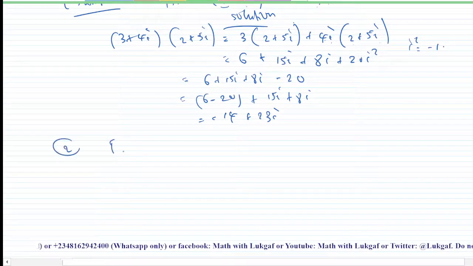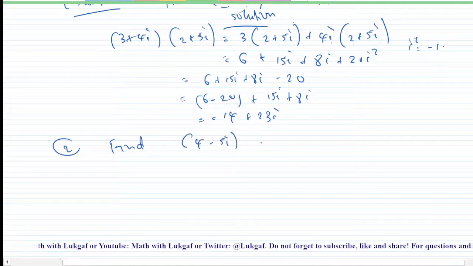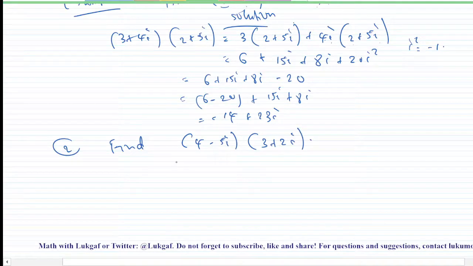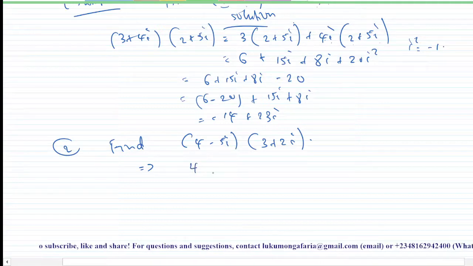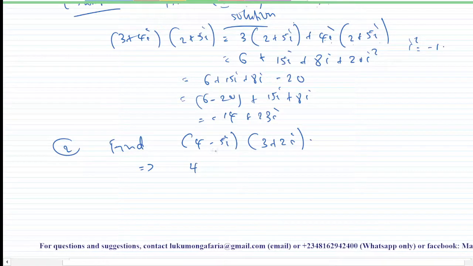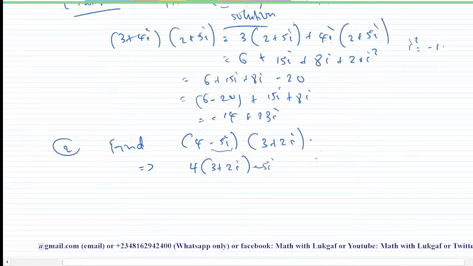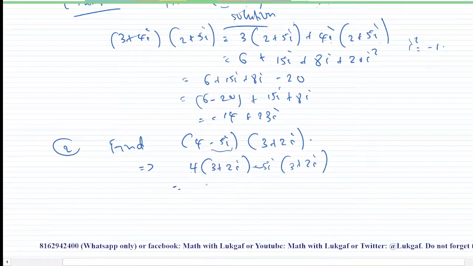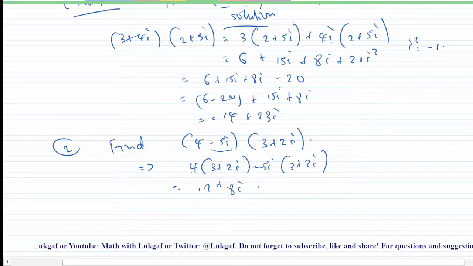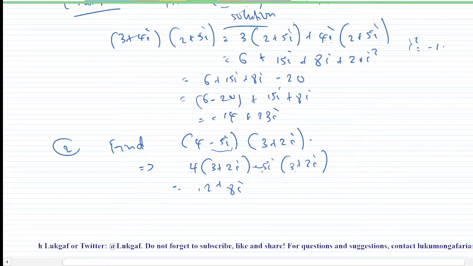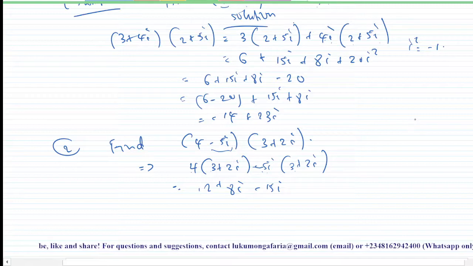Example 2, find 4 minus 5i multiplied by 3 plus 2i. You follow the same approach as what I've done the other time. Then this is going to be 4 into 3 plus 2i. Then you multiply the second one by it: minus 5i into 3 plus 2i. Then 4 times 3, that's going to give me 12. 4 times 2, 8i, minus 5i times 3, that's minus 15i, minus 5i times 2i.